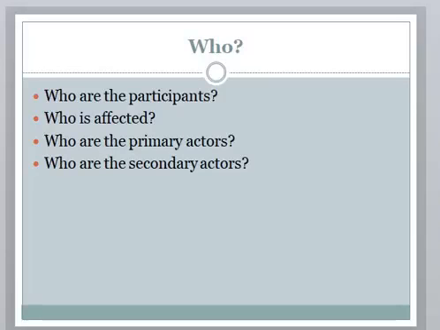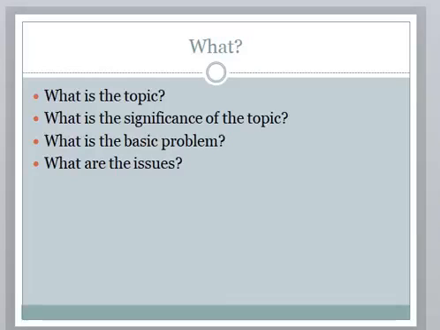First of all, who. For instance, if you have written about any topic, these questions may be asked: who are the participants, who is affected, and who are the primary and secondary actors. So if you are going to research any topic, or any novel, and you have chosen a topic, these can be the questions that someone asks. What is the topic, what is the significance of the topic, what is the basic problem, what are the issues. For instance, if you have written any thesis, you need to tell your topic and the significance of your study, plus you will tell the problems and issues, etc.